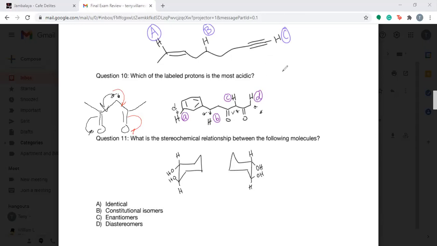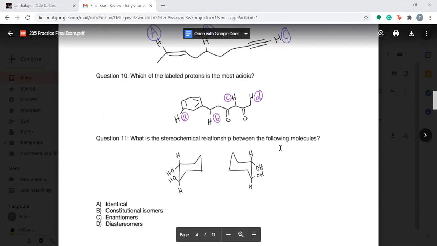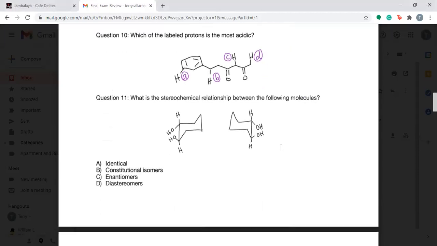Okay. Question 11. What is the stereochemical relationship between the following molecules?